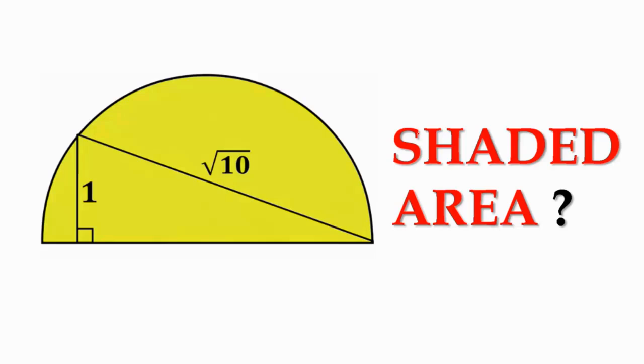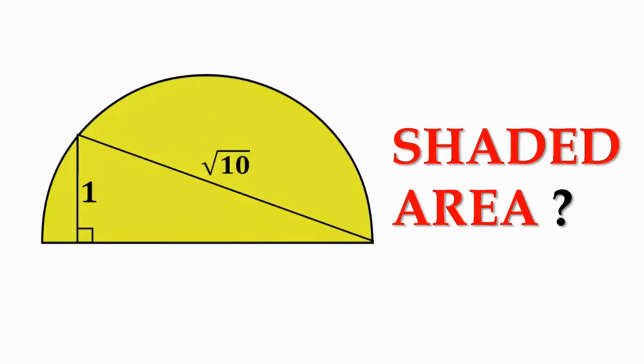So in this video we are going to solve this problem where we need to calculate the shaded area. The entire figure is already shaded and this figure is particularly a semicircle. So in order to find its area we need to calculate the radius of the semicircle. So let's see how we're gonna do that.